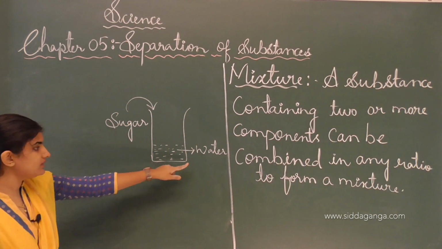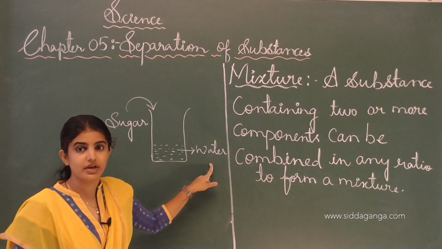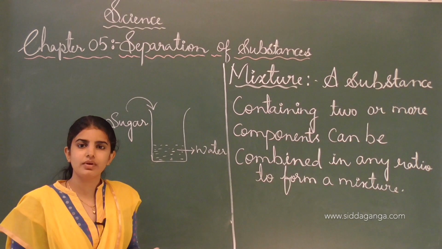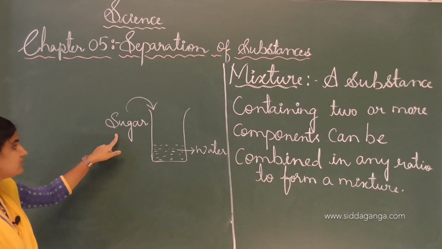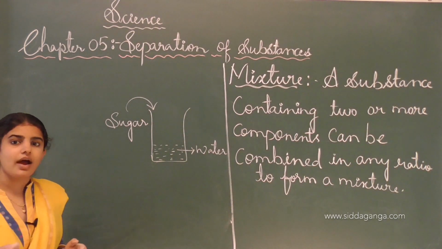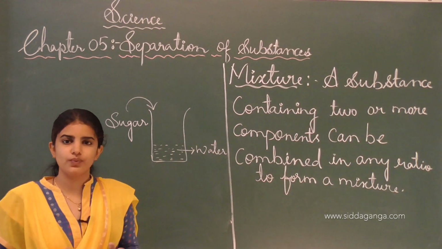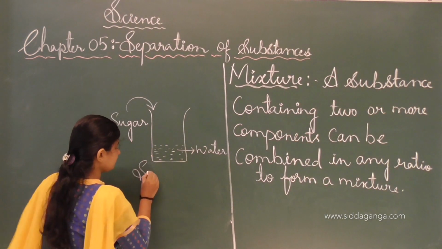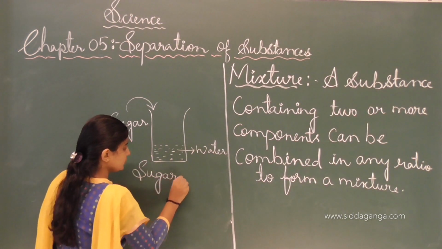Usually this water is taken in a large quantity, and that's why it is called a solvent, having the power to dissolve many substances, whereas the solute, that is nothing but the sugar, we take in a small quantity and pour into the water, and afterwards a solution is formed, and that is nothing but the sugar solution.